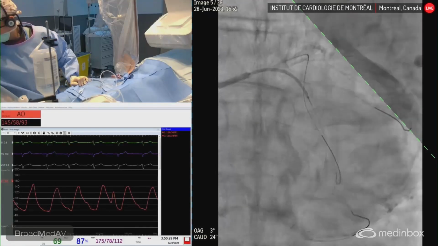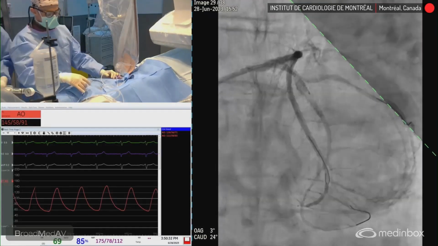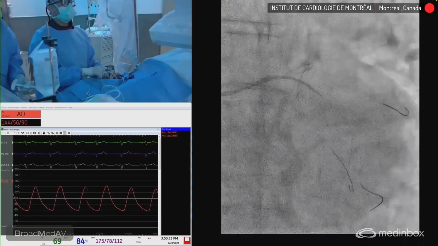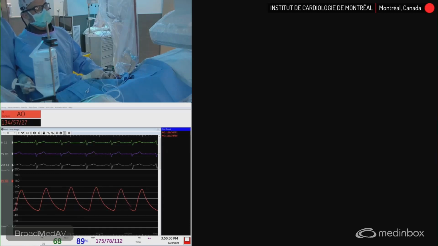So roadmap à proximité, then you check mark. And then with the roadmap, we can exactly get the same view that we used to overlay everything. So here there is a bit of a dissection distally. I think we're covering it. Maybe we'll need to two-step. Everyone needs two stents, yeah, that's the issue, because there is a bit of a dissection.